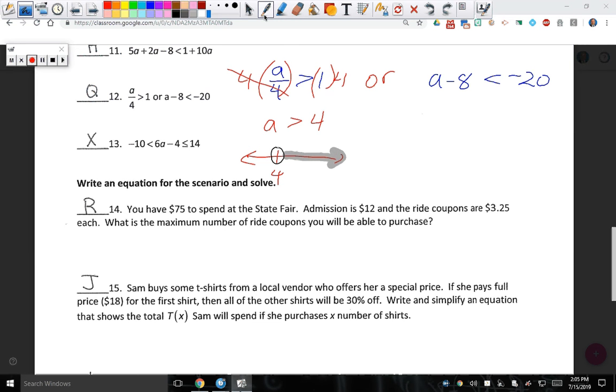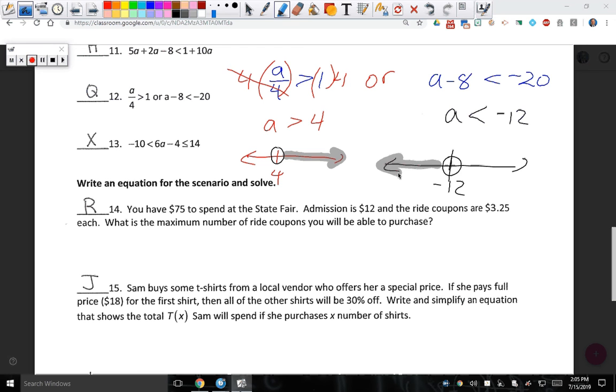We're going to solve for A. So we're going to add 8 to both sides. And guys, what is negative 20 plus 8? Negative 12. So A is going to be less than negative 12. So you have negative 12 over here. You're going to have less than.